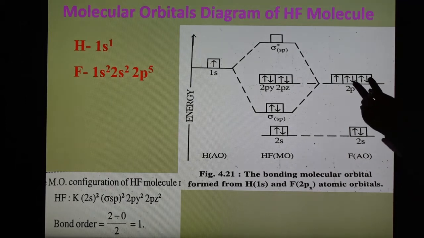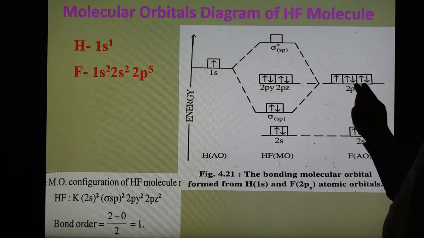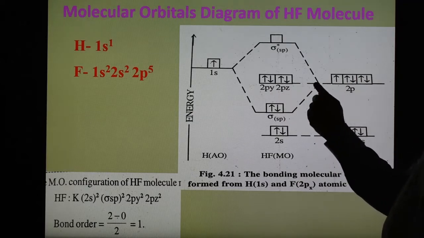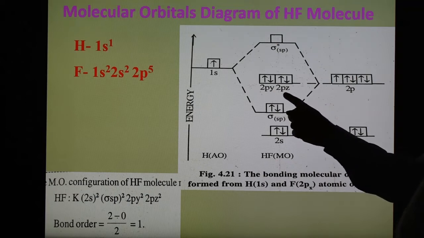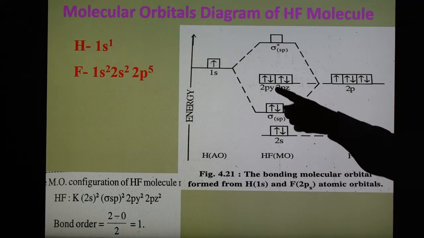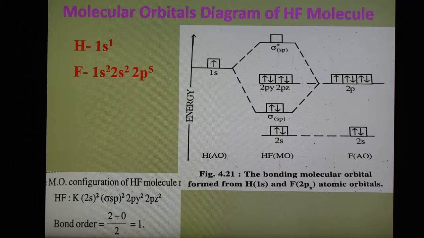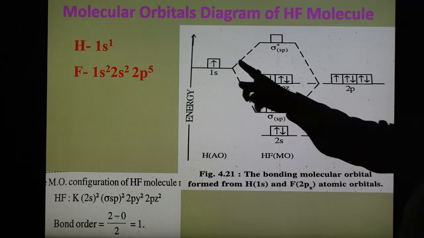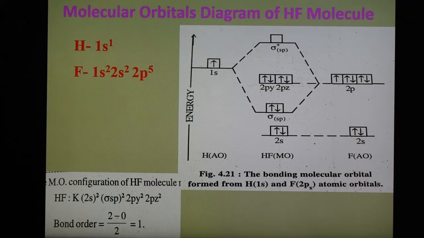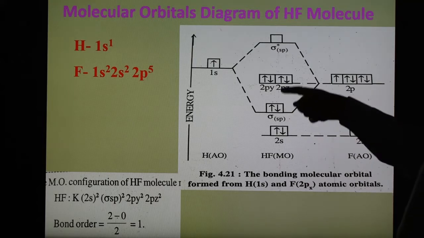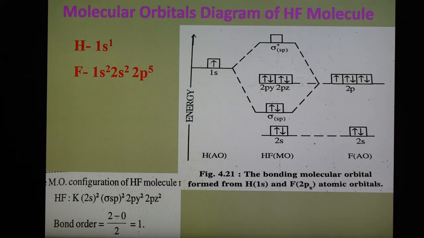The remaining paired electrons of 2p remain at the same energy level. They do not take part in bond formation. These are the lone pairs, 2py and 2pz, so there are three lone pairs in all, this one and these two. Only one bond is formed between hydrogen and fluorine, between the 1s orbital of hydrogen and the 2px of fluorine, with the bonding electron pair here and the antibonding orbital here. So this is the MO diagram for the HF molecule.